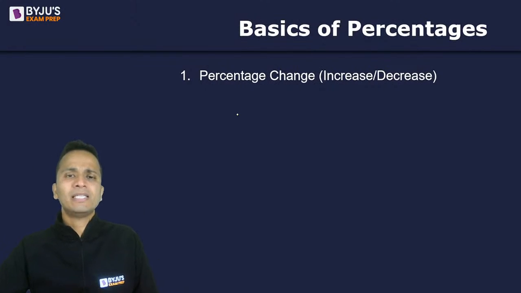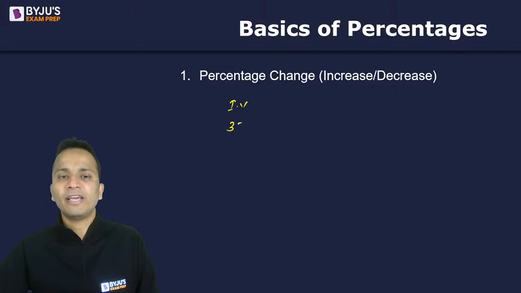Now, let's say there is an initial value of 35 and there is a final value of 45. All right.